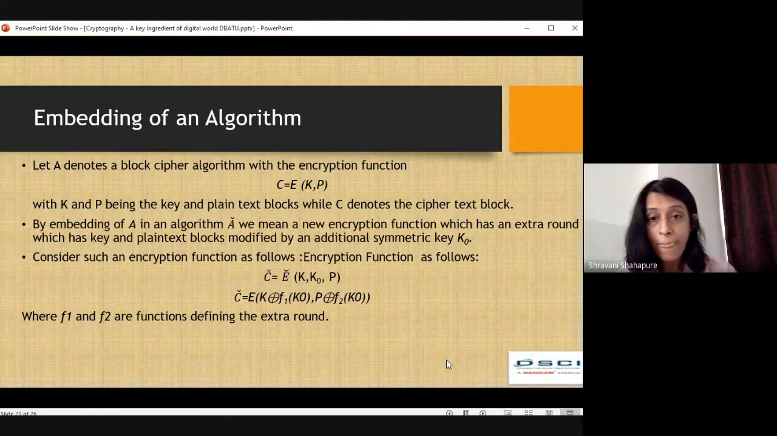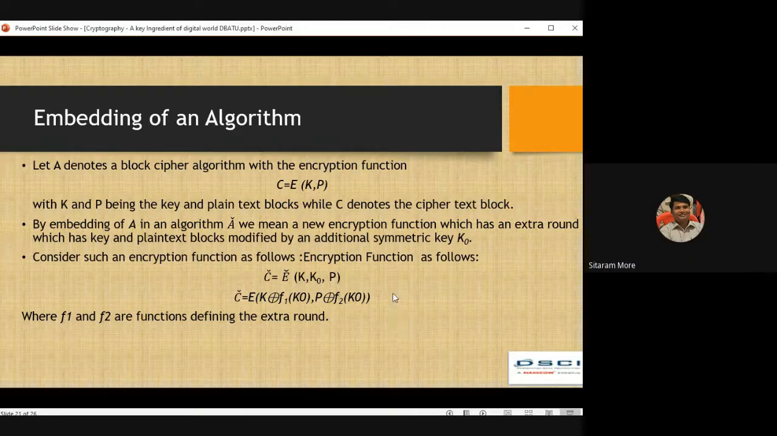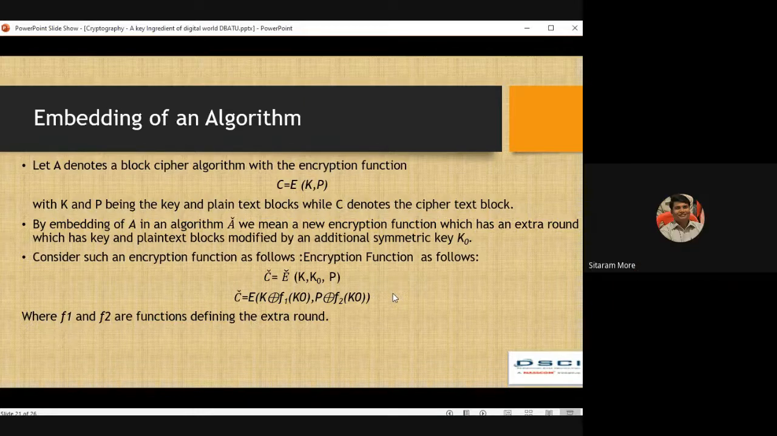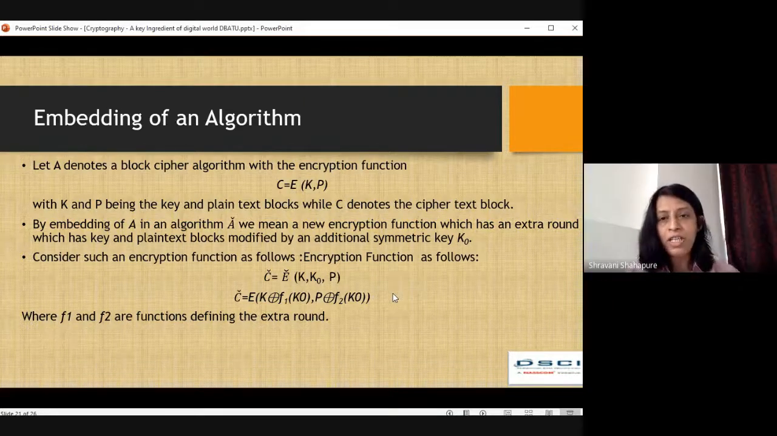Professor More? Yeah, ma'am. Sorry, I extended it a bit. Okay, no problem. If you want, I'll continue, otherwise I'll stop here. No, ma'am, you can continue. Okay, I'll just finish it quickly, not taking more than 5 minutes.